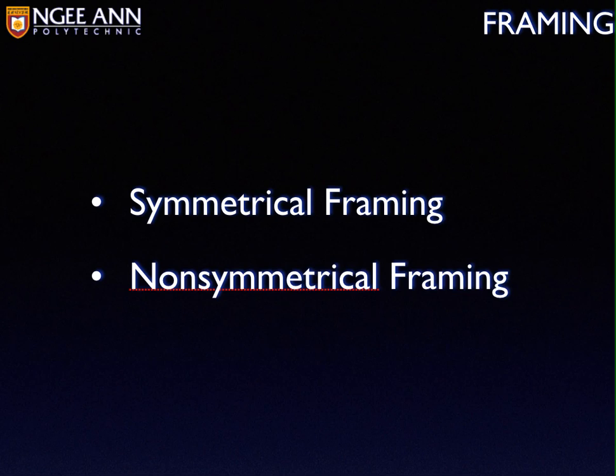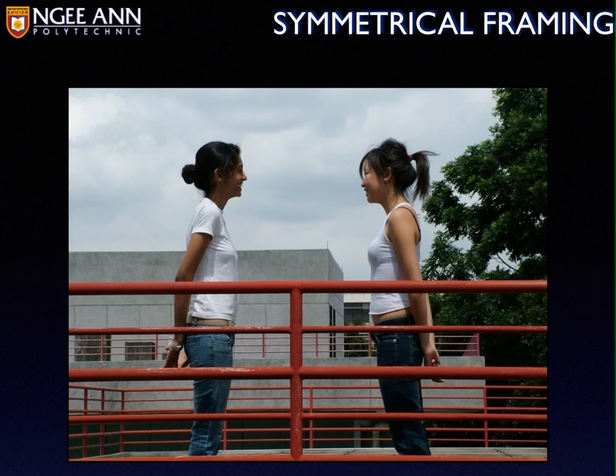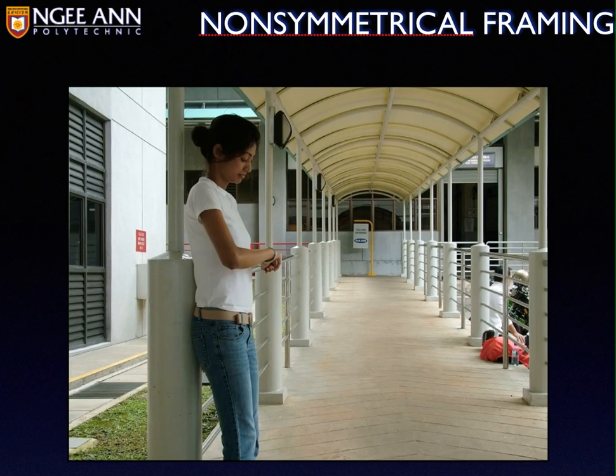Let's also look at symmetrical and non-symmetrical framing. Basically, what it means is that if you have two people, one on the left, one on the right, both of equal weightage in terms of size and position, we call it symmetrical framing. It's almost like if you take a mirror and put it in the center, they will look almost the same. The opposite of that is non-symmetrical framing, whereby one person is on one side and the other side is totally empty. So this is non-symmetrical framing.